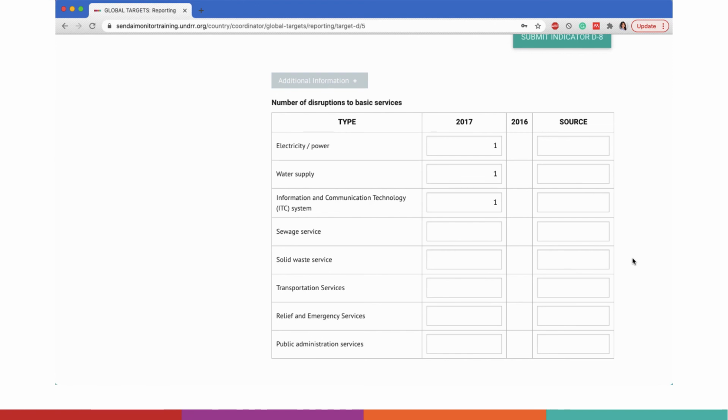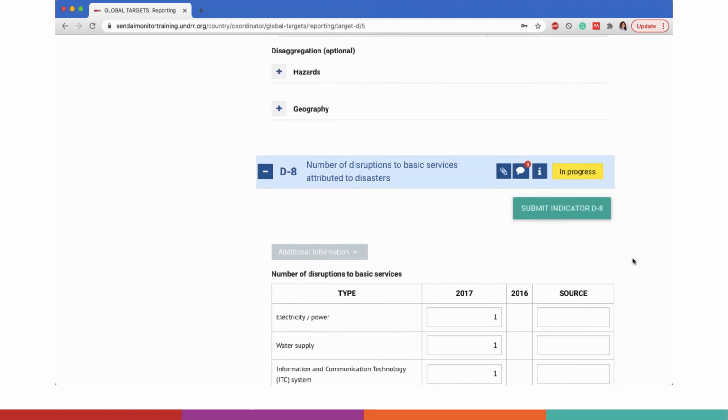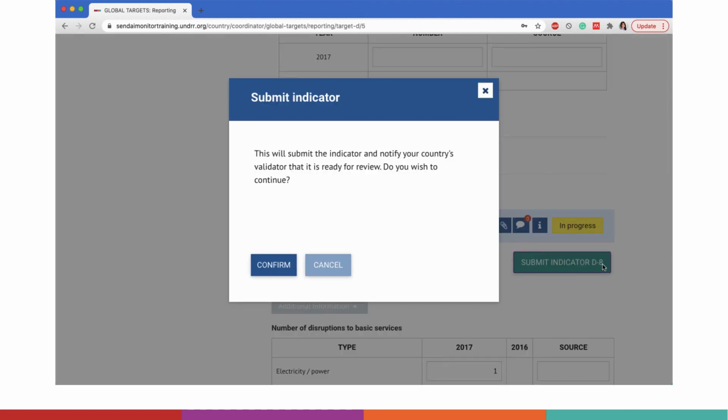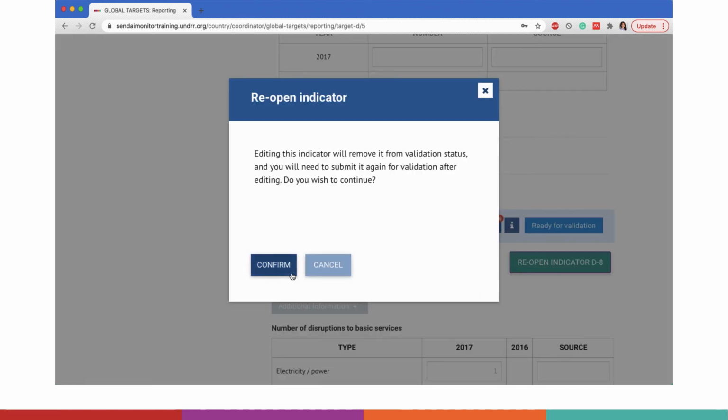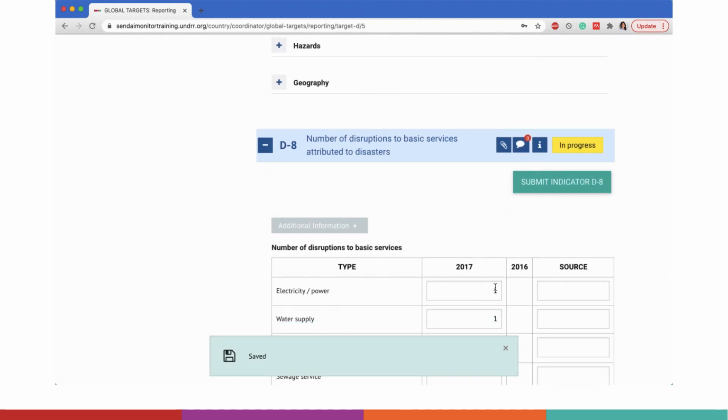Refer to the technical guidance notes for a list of proposed classifications of the infrastructure sector. Once you are happy with the inputted figures, click on Submit Indicators, which will then progress the data to validation. If you have made a mistake, you can click Reopen Indicator to make any changes at any time, and then click Resubmit.